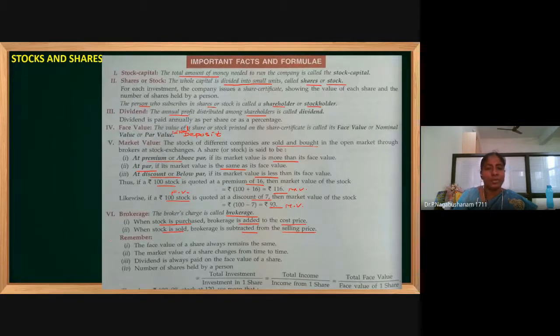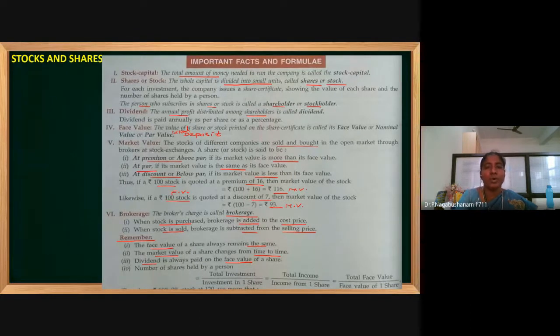Now coming to the important points to remember. Out of the six things, important points to remember: face value remains always the same. Face value means initial deposit, it remains always same. But market value may change from time to time based on the stock market. Dividend is the profit obtained, and it is calculated based on the face value.